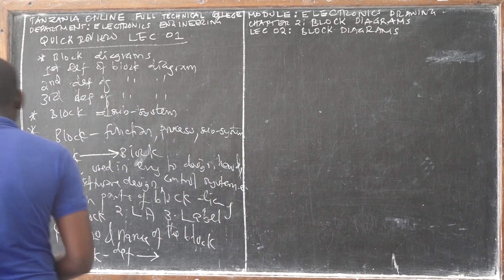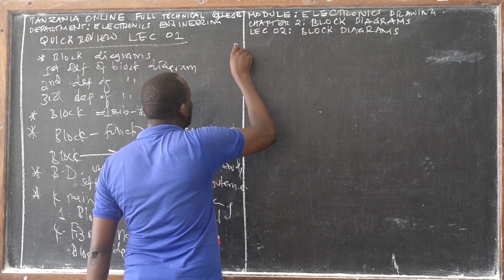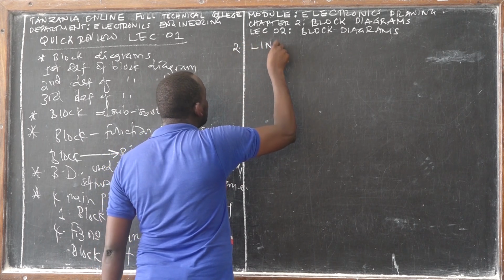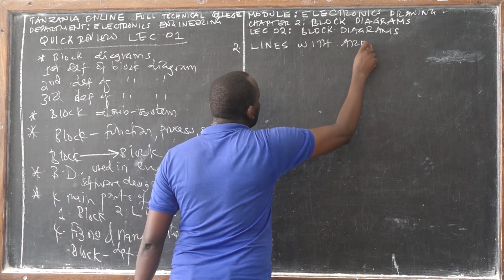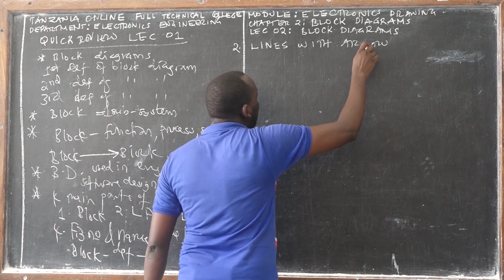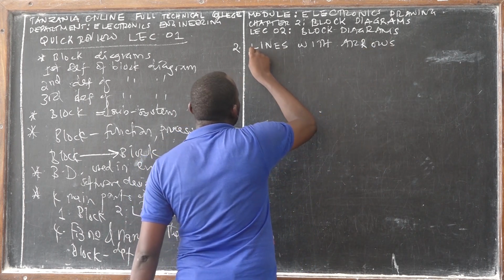That's called the lines with arrows. So this is number 2, the lines with arrows.